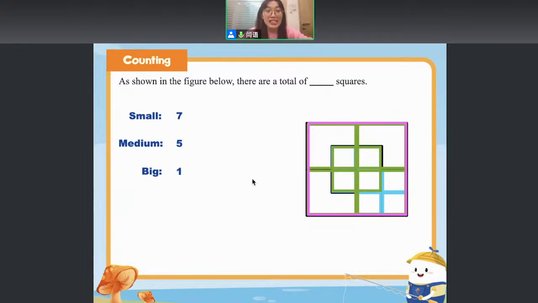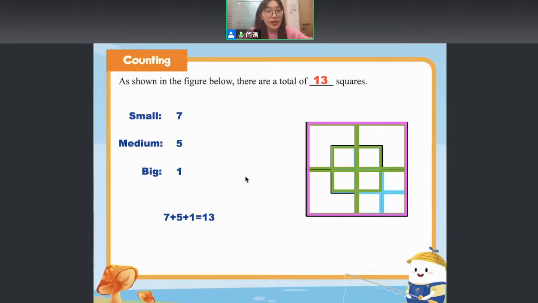So what is the last step? For the last step, we just add all of them together, which is 7 plus 5 plus 1 equals to 13. Okay, so here you see 13 should be the correct answer. Understand? Not 12. I see some of you got 12. Okay, I think maybe you forgot the biggest one, right? After you count the smallest one, medium ones, and also don't forget the big one.